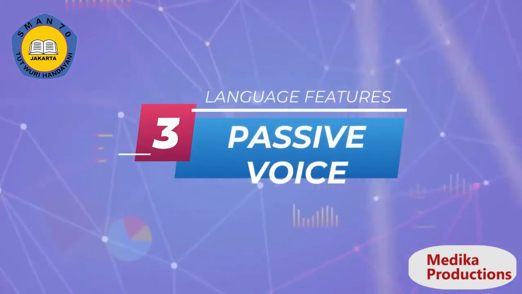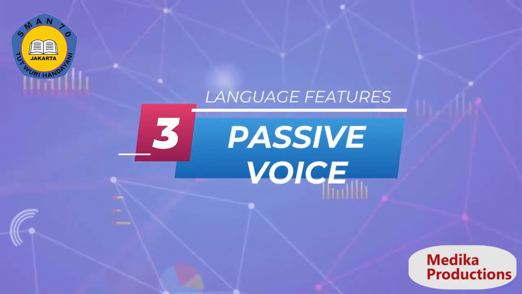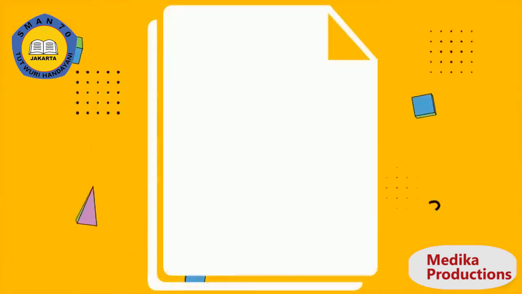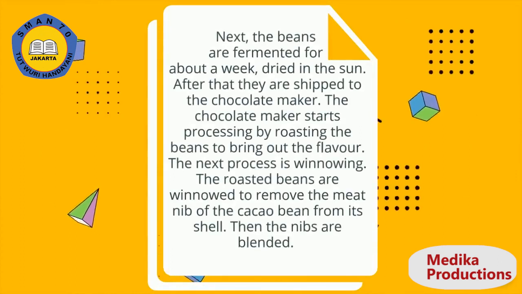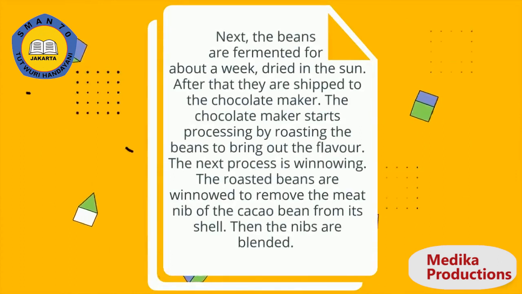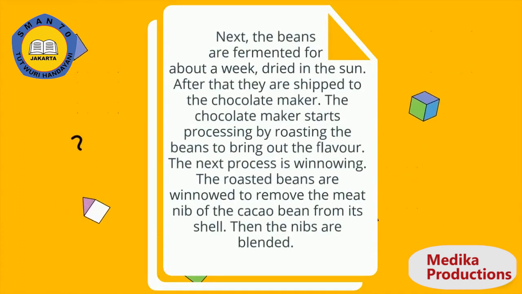The third language feature is passive voice. What is passive voice? We go back again to the explanation text, namely how chocolate is made. So it goes back to the phrases are fermented, are shaped, are renewed, or are grounded. It is an example of the passive voice. It shows that the passive voice is one of the language features of the explanation text.